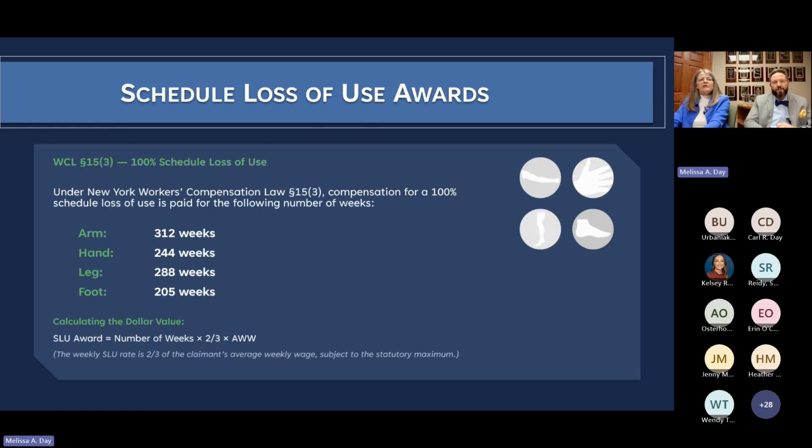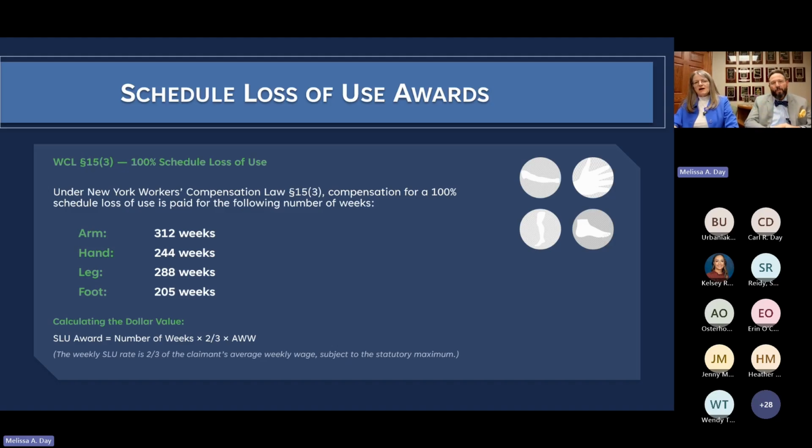Let's take a look then at how this impacts the permanency awards that you can face in connection with a claim. Yeah, I mean, we know an arm is worth 312, a hand 244, a leg 288, a foot 205. Those are weeks of benefits. So 10% of any one of those is going to give you, for example, 31.2 weeks for an arm. 10% of an arm isn't big. Sometimes you're happy when it's 10% of the arm. But it could be more than that.